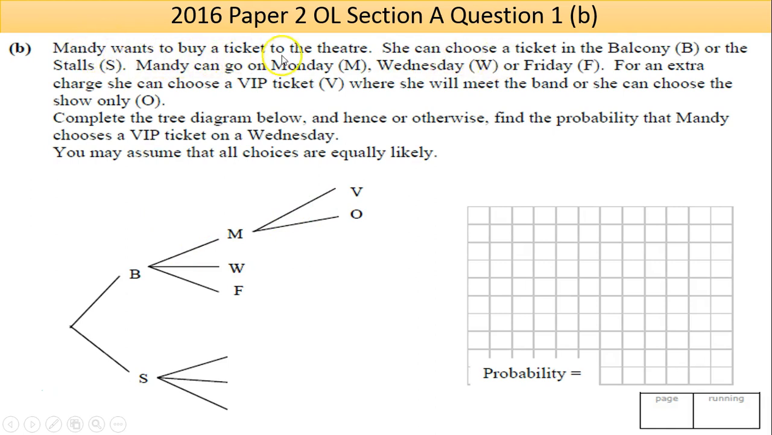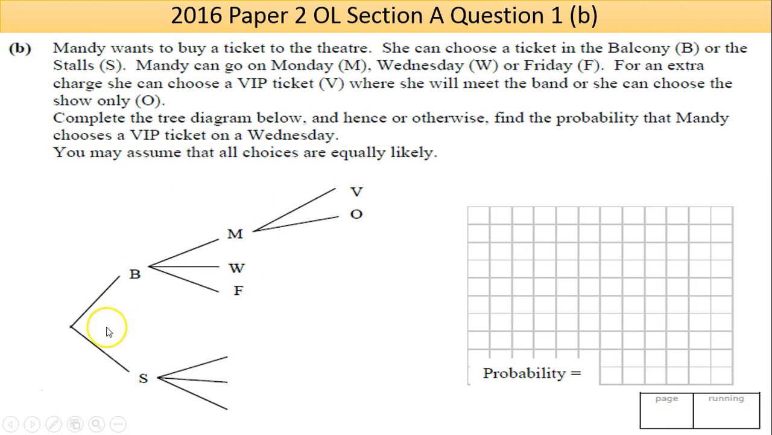Okay, Mandy wants to buy a ticket to the theatre. She can choose a ticket in the balcony or the stalls, so B or S. So there's 2 choices there. Mandy can go on Monday, Wednesday, or Friday. It's 3 choices. For an extra charge, she can choose a VIP ticket, or she can choose a normal ticket only. Complete the tree diagram, which should include every single possible outcome, and hence or otherwise find the probability that Mandy chooses a VIP ticket on a Wednesday. You may assume that all choices are equally likely.